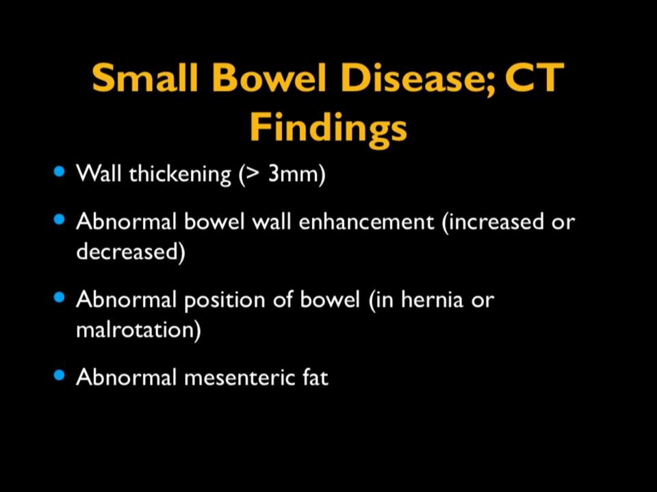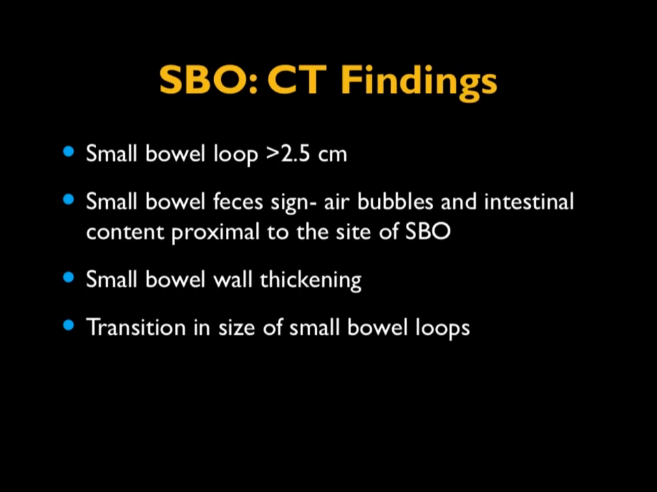We've spoken about small bowel before. We look for wall thickening. We look for abnormal enhancement, be it increased or decreased. We look for abnormal position of bowel. We look for inflamed mesenteric fat. When we talk about dilated bowel over 2.5 centimeters, we talk about a feces sign, which means air bubbles and intestinal content proximal to the site of obstruction. You don't always see a feces sign, but when you do, it's a great helpful sign to show you where to look for the site of obstruction.